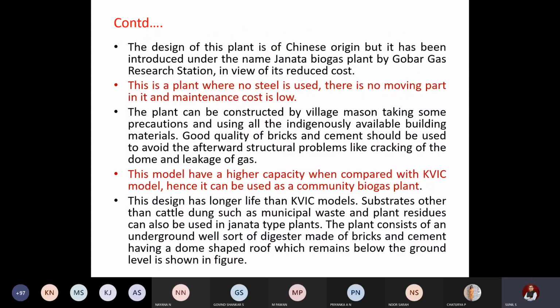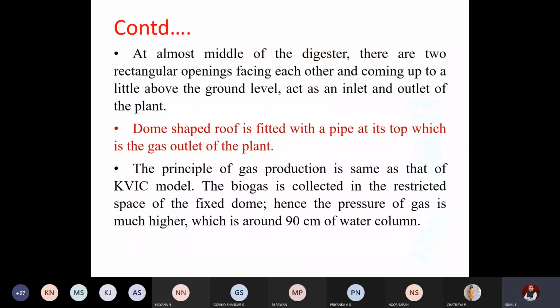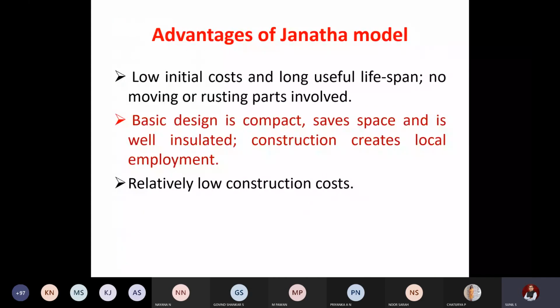Okay. So I have discussed all these points, construction, working, etc. So once again, we will just brush up. Already I have discussed, once again we'll brush up what the advantages of this Janata model are. And the first and foremost advantage is low initial cost and long useful lifespan.